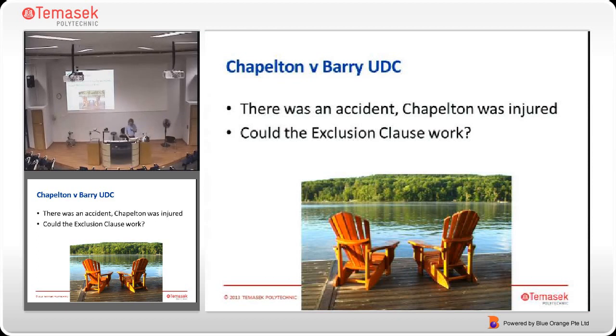Here, what is the issue we're looking at? The notice. Whether he has notice of the clause. So what does the law state?